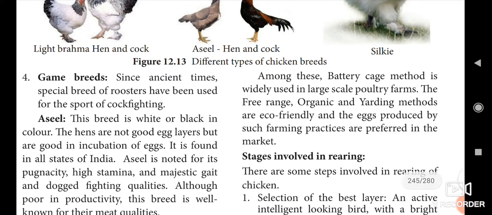Among these, battery cage method is widely used in large scale poultry farms. The free range, organic and yarding methods are eco-friendly, and the eggs produced by such farming practices are preferred in the market. What are the eco-friendly methods? Free range, organic and yarding. These three methods are eco-friendly.